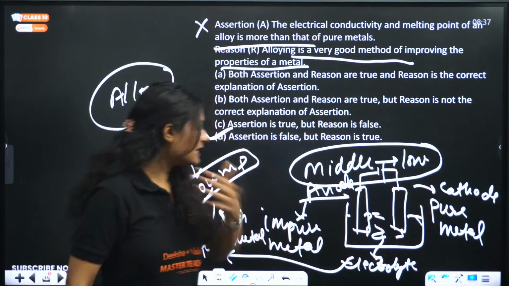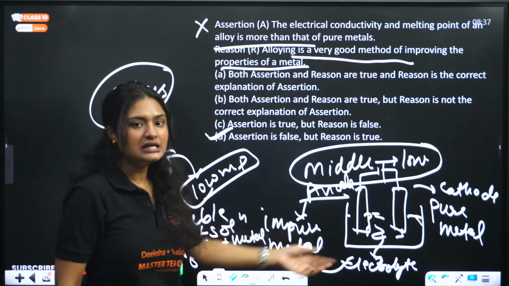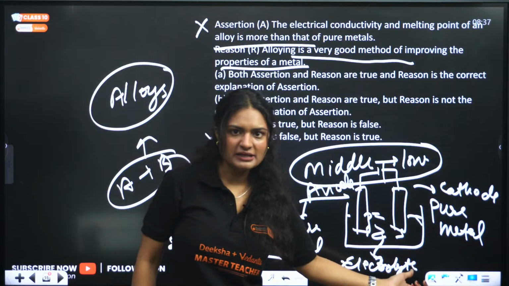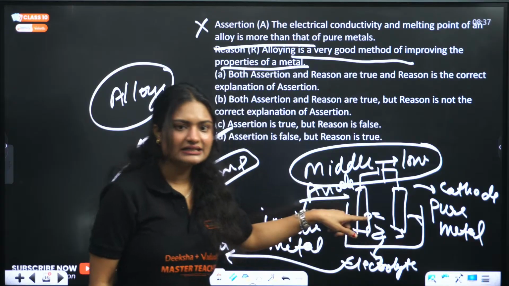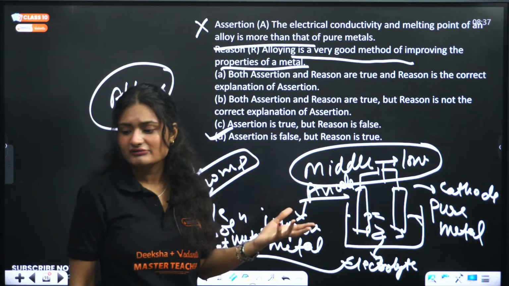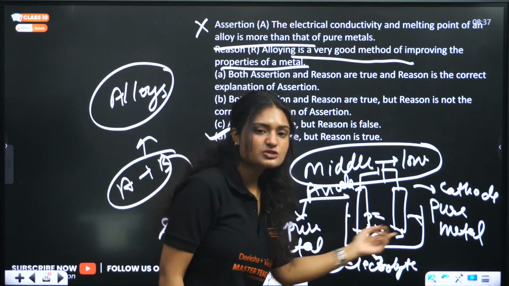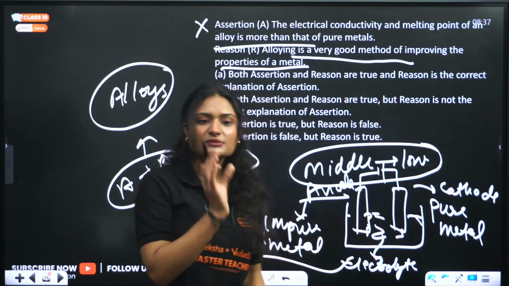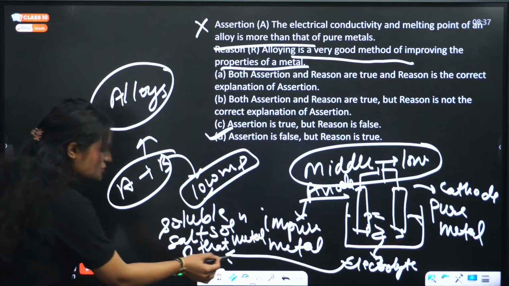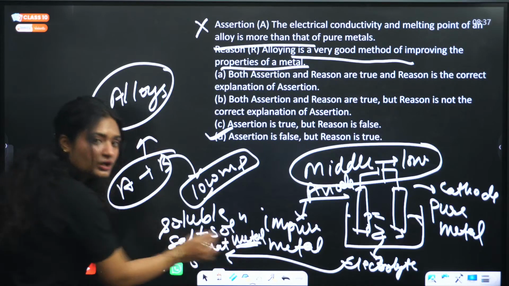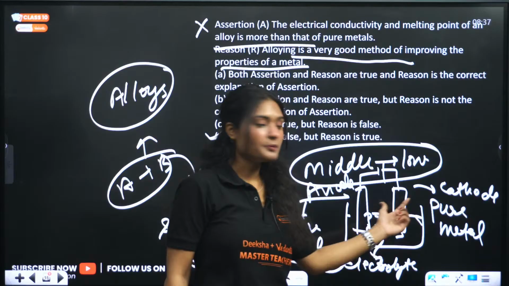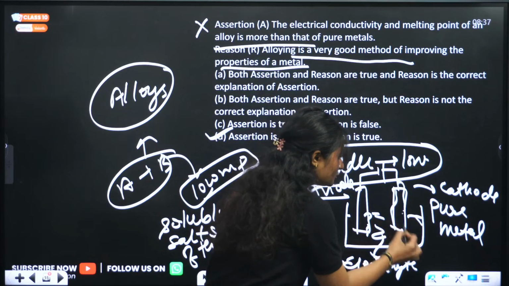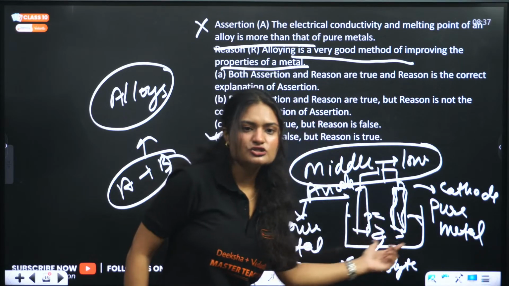The anode is made up of the impure metal, the cathode is made up of the pure metal. When you pass the electricity, the anode starts breaking down, and after breaking down, where will it go? It will go into this salt solution. The salt solution also has the metal. Now metal from the salt solution will deposit on this cathode.